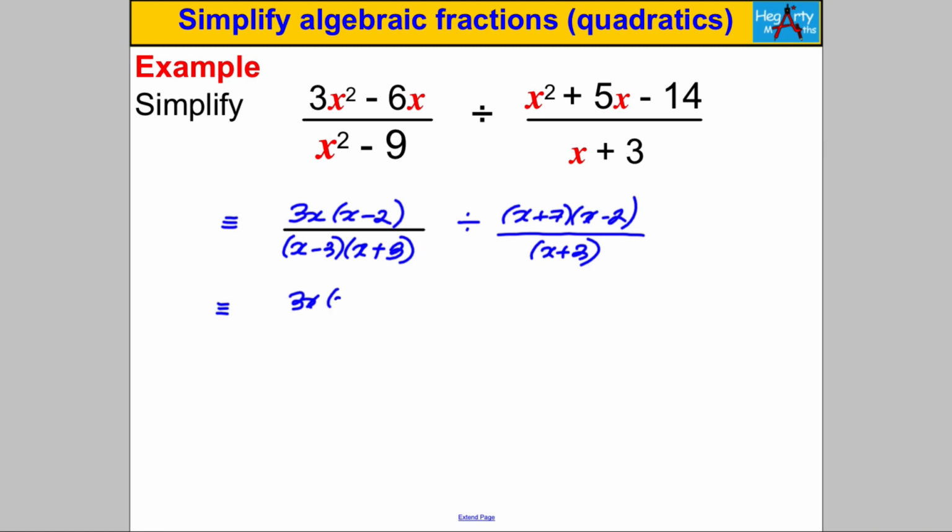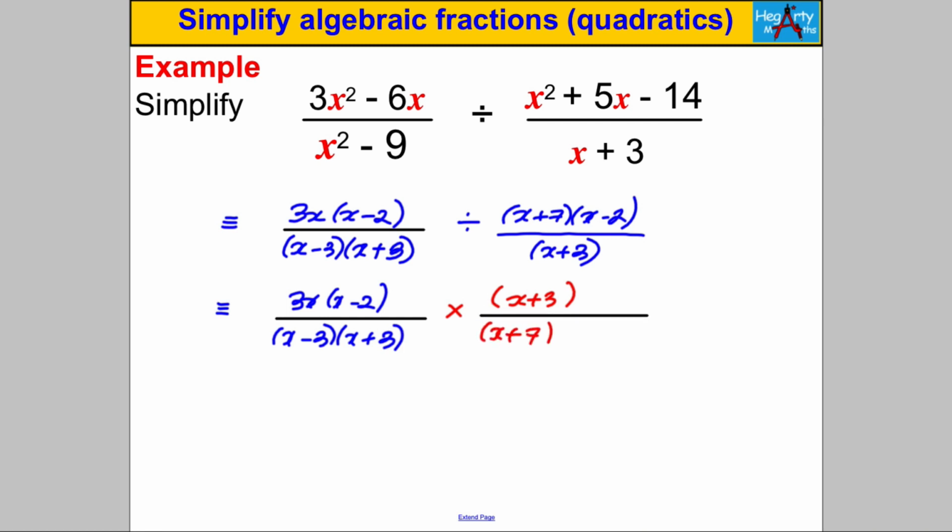So this would be 3x, x subtract 2, divided by x subtract 3, x add 3. Change that to a multiply. Flip this fraction so we have its reciprocal. Okay, and we're nearly there now. We're going to start hopefully to see things that we can cancel.